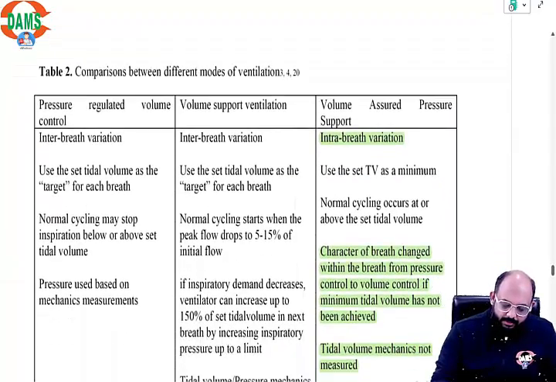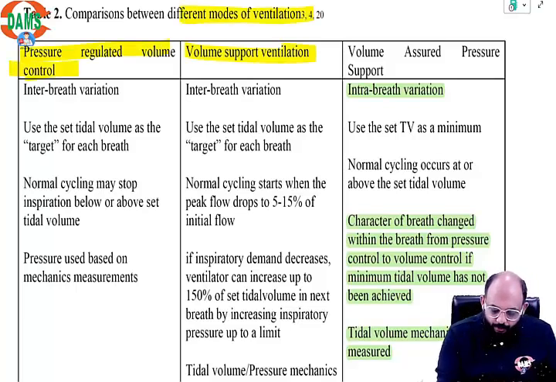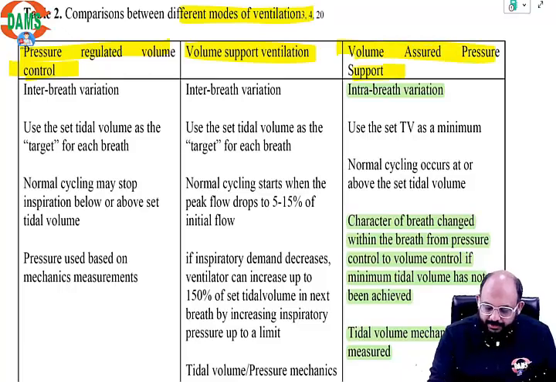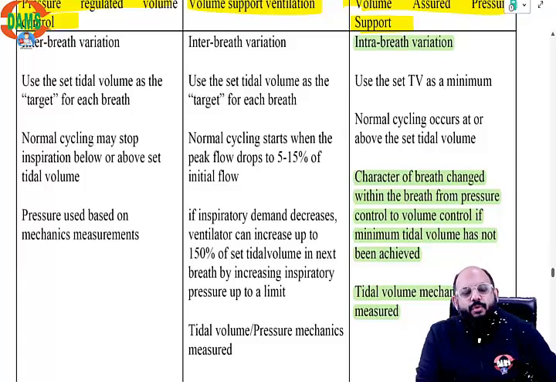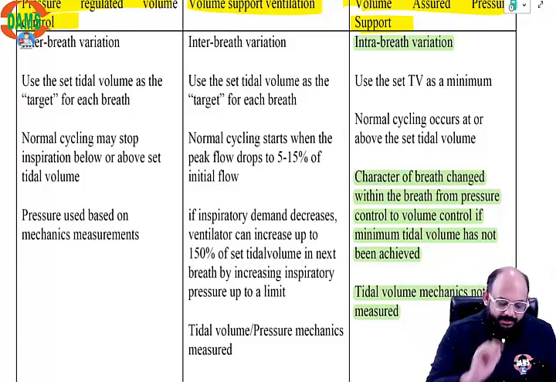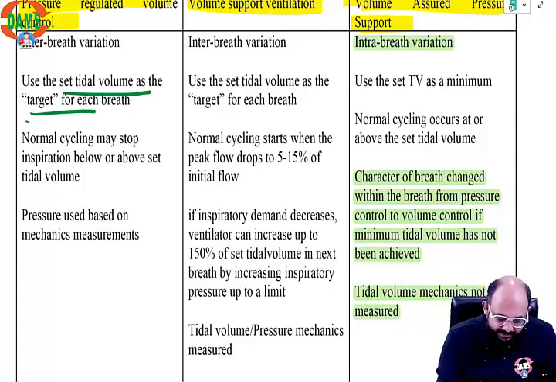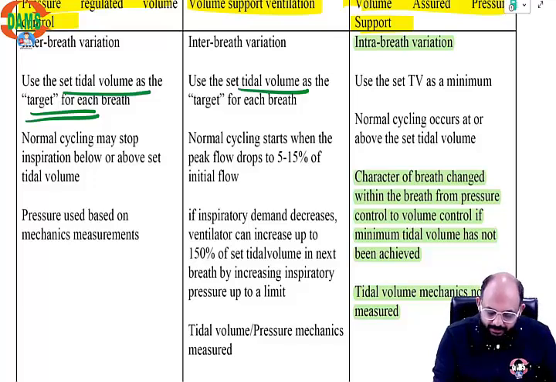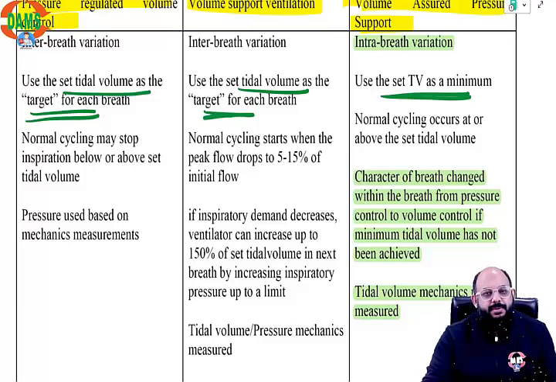Now we'll compare the different modes of ventilation in terms of PRVC, volume support, and volume assured pressure support. This is a very, very good table. Now only try to understand what is different between the three and what is common. What is common is that in all these three modes, set tidal volume is the target for each breath.